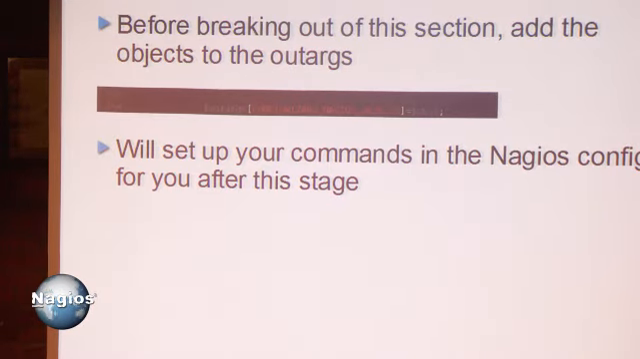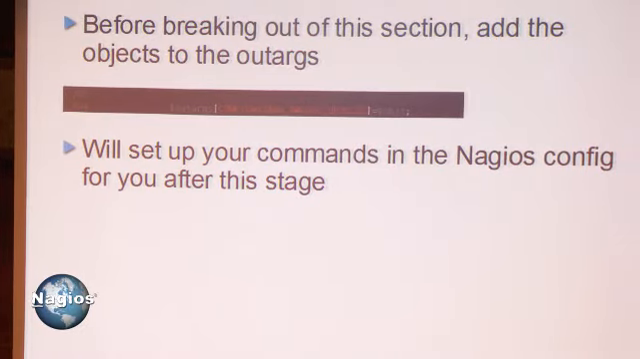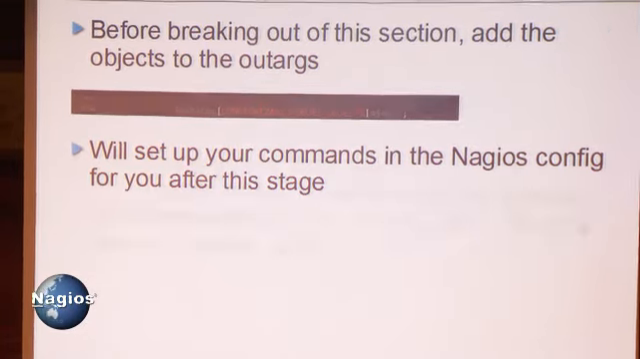And then once you do have that full array of objects, you're going to put it in the out args, and it's actually going to send those objects to the configuration, and it's going to configure it for you, and then it's going to save it, and it's going to restart Nagios.